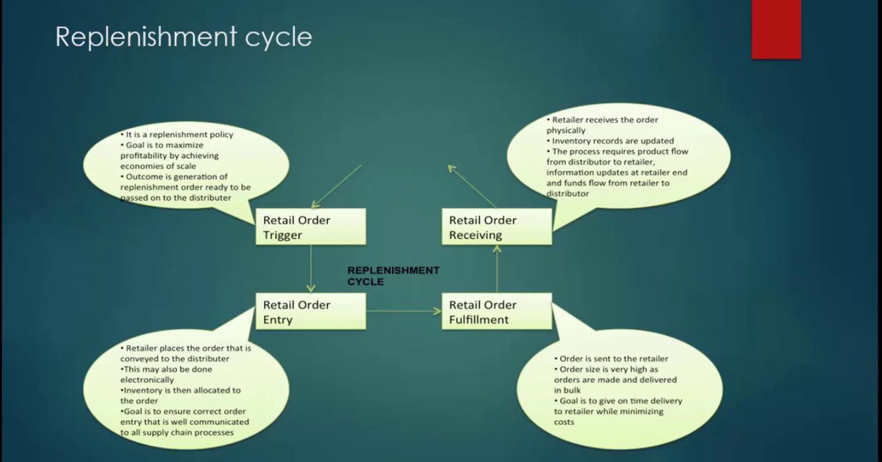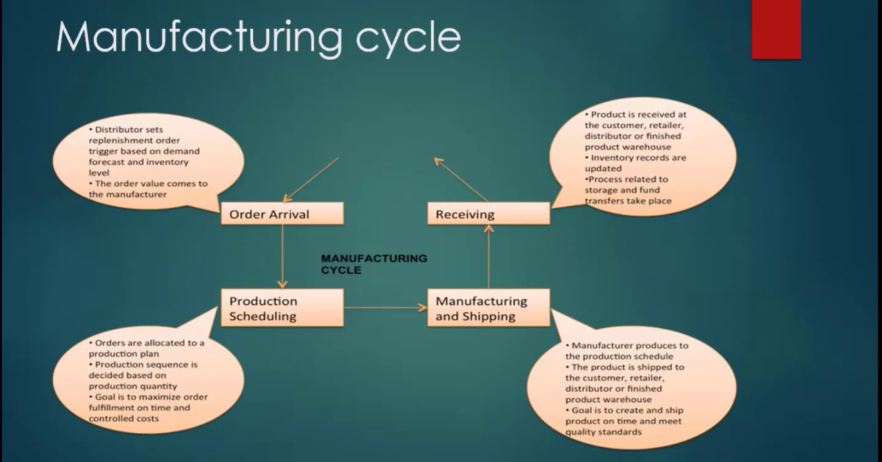Next cycle is the manufacturing cycle, or you can say the production cycle. The manufacturing cycle occurs at the distributor-manufacturer interface and includes all processes involved in replenishing distributor or retailer inventory. The manufacturing cycle is triggered by customer orders, replenishment orders from the retailer or distributor, or by the forecast of customer demand and current product availability in the manufacturer's finished goods. So this cycle occurs at the distributor and manufacturer interface.